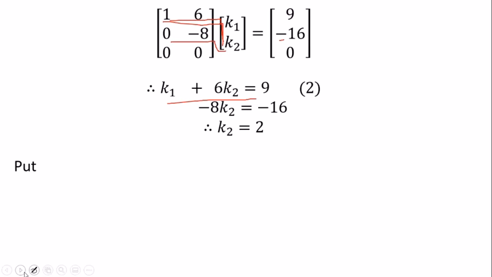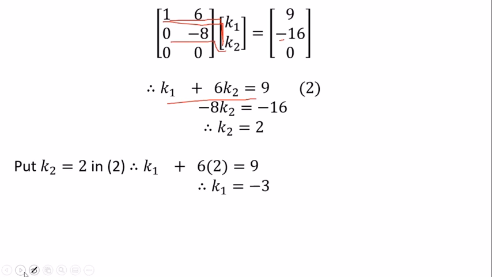This implies K2 is equal to 2. Now put K2 equal to 2 in equation number 2. When you put in 2, we'll get K1 plus 6 into 2 equal to 9. That is, K1 is equal to minus 3. Now we got the value of K2, we got the value of K1, means we are able to find the values of K1 and K2.